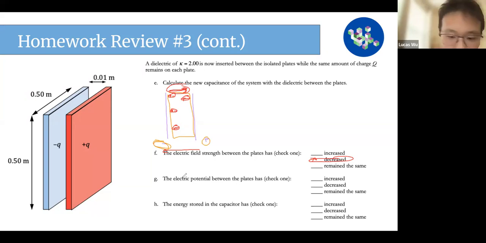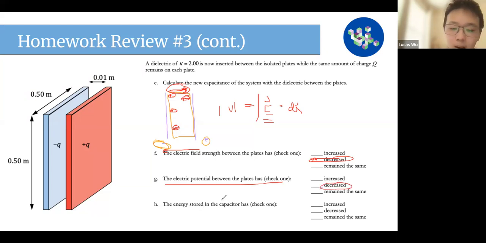Now what does this do? If I look at the electric potential between the two plates, has it increased, decreased, or remained the same? Well, remember, the absolute value of V is E dot ds. Now my E has decreased, and what that does is it decreases the V. So that's what it does.